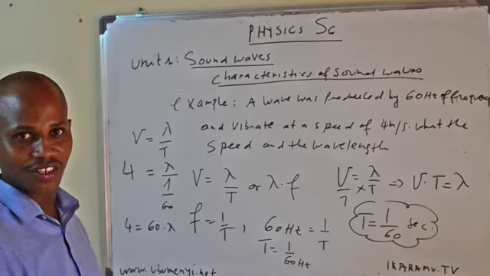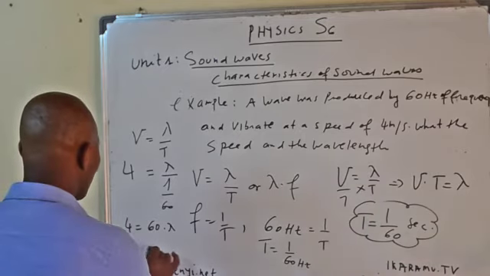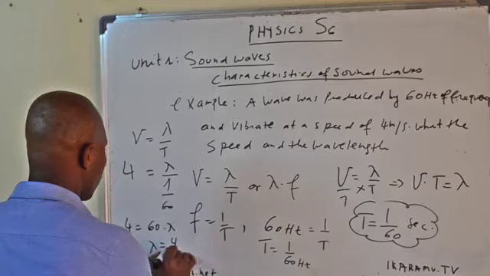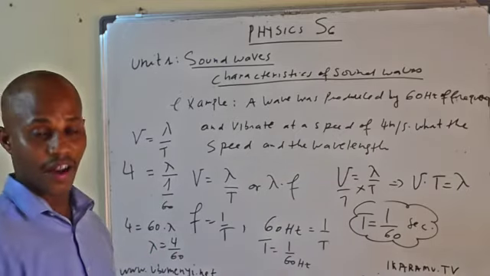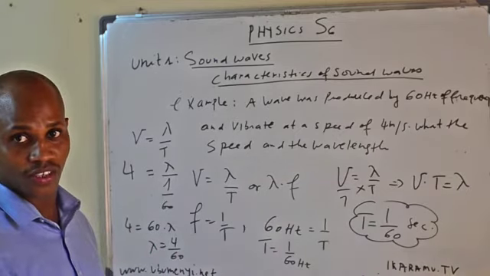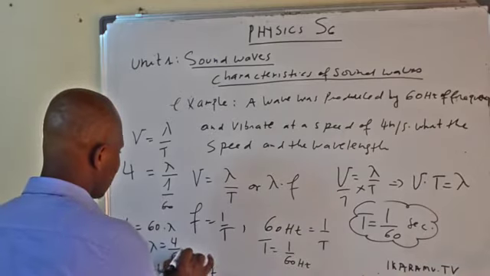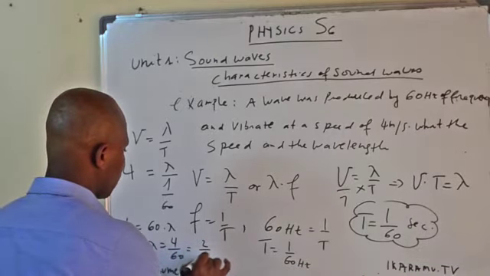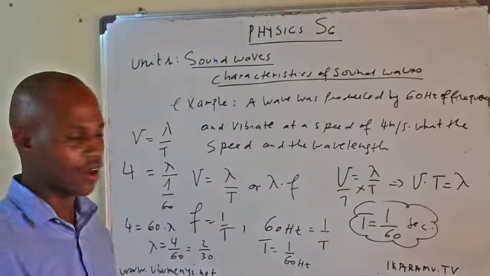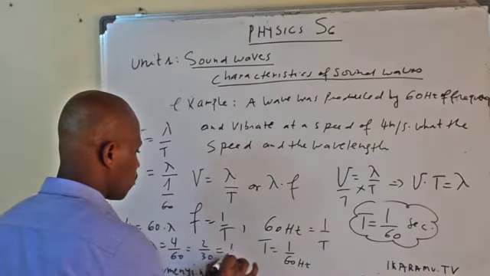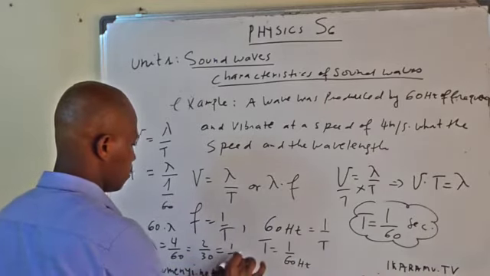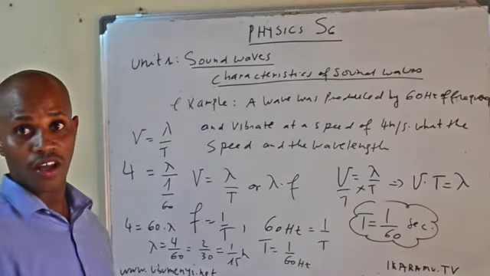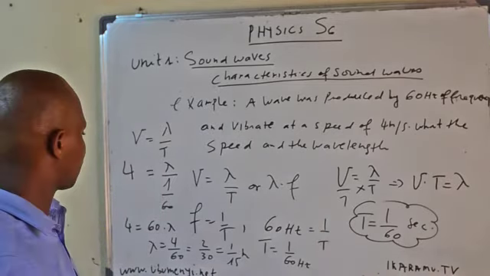Very interesting. Applying this formula, the wavelength is equal to 4 over 60. Can I simplify? Of course, yes. Let us simplify. This is equal to 2 over 30. Still you can simplify. That is equal to 1 over 15 meters. So far, now we have the wavelength.